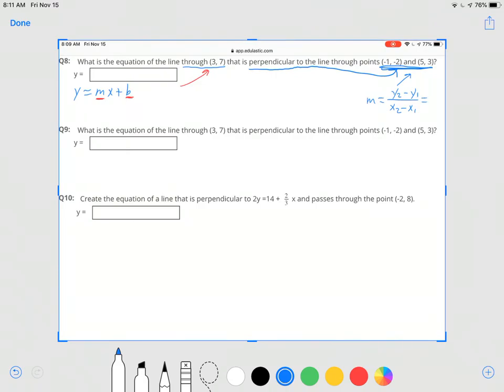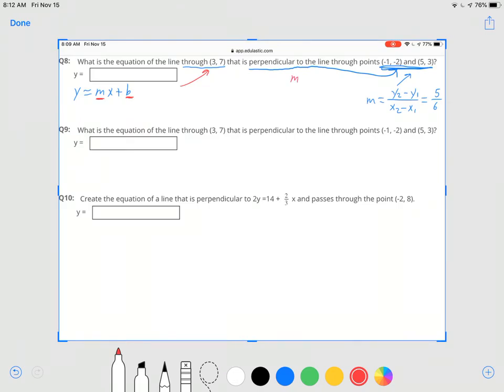So when we plug that in, we get 3 minus -2, which is actually 3 plus 2, which is 5. And we get 5 minus -1, which is actually 5 plus 1, which is 6. So we get 5 over 6. That's the slope of the given line. Our line has negative reciprocal slope. So let's do that in a different color.